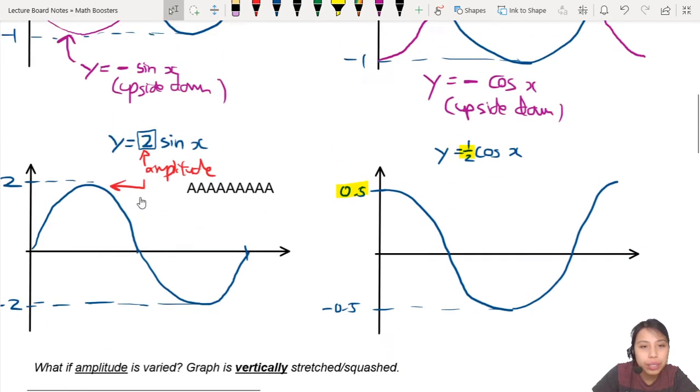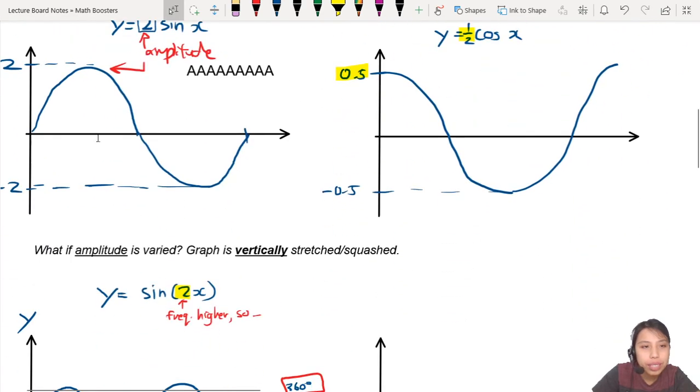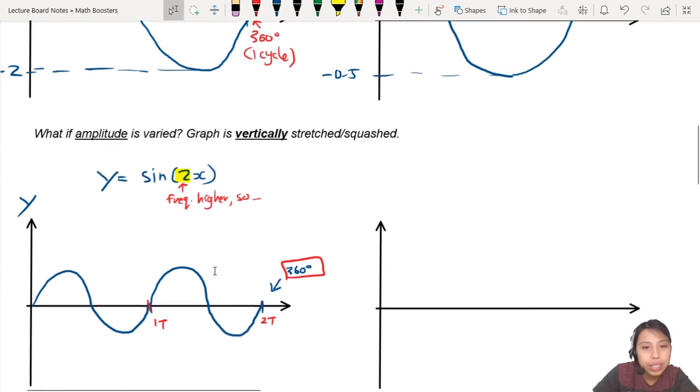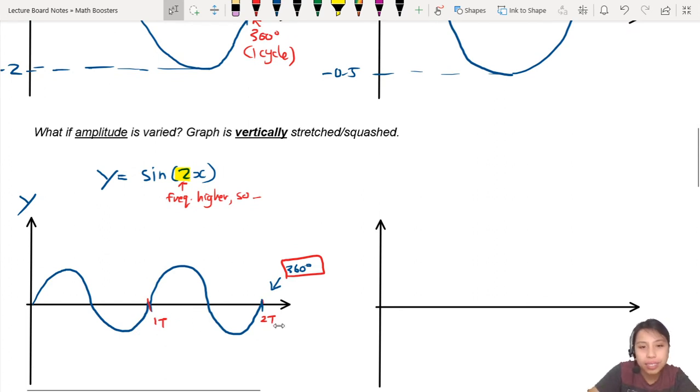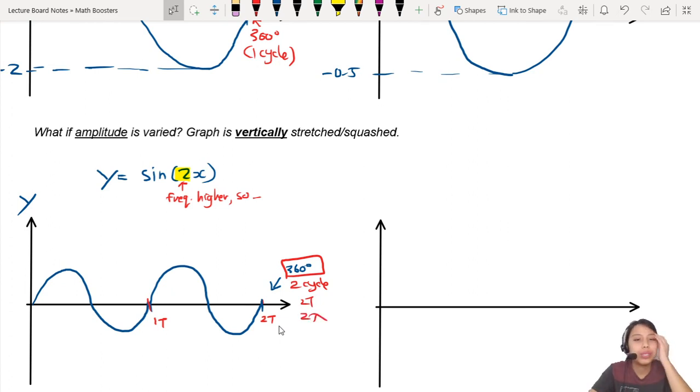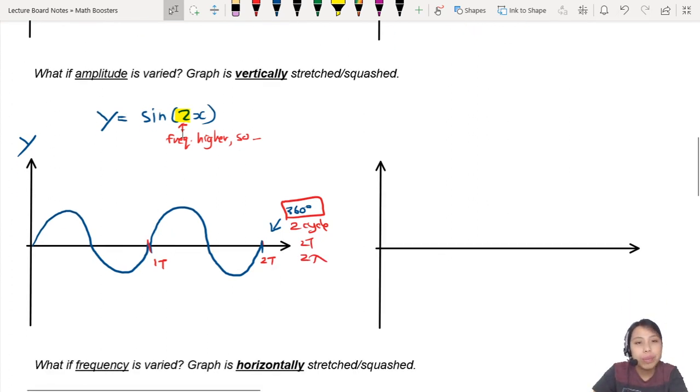Compare this one with the original. This is the original here. You see? This is 360 degrees. Here, 1 cycle only. But now, in 360, you have 2 cycles, 2 cycles or 2 periods, or 2 wavelengths, however you want to say it. So that means higher frequency. You can do the same thing with cosine.